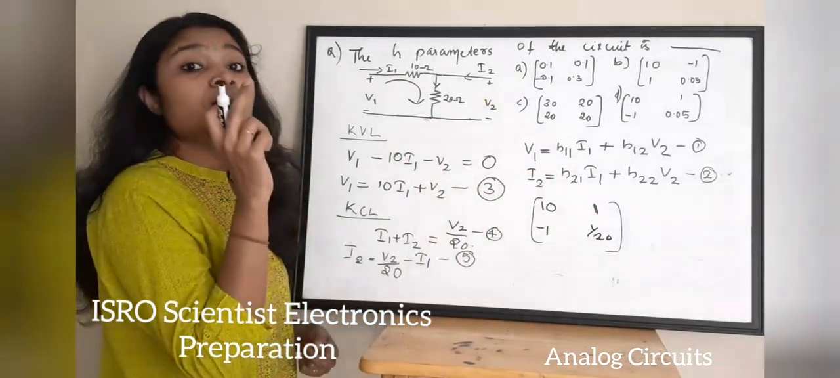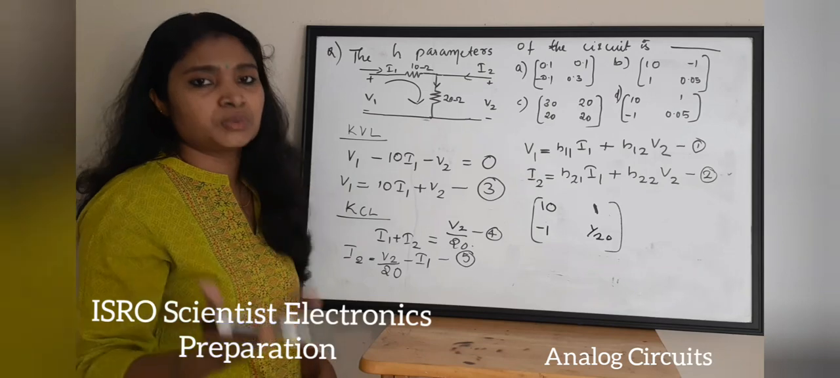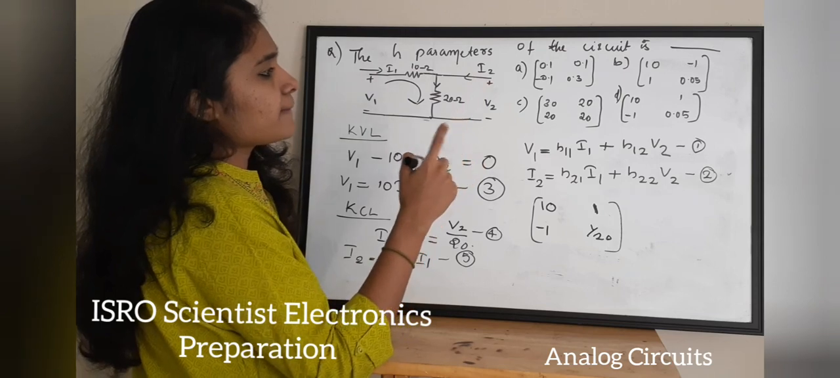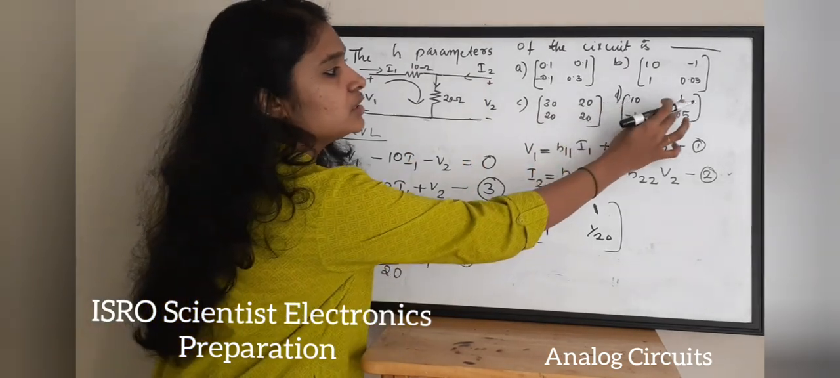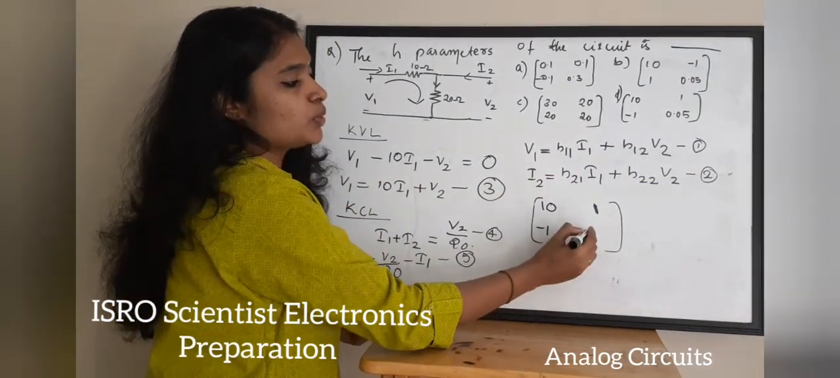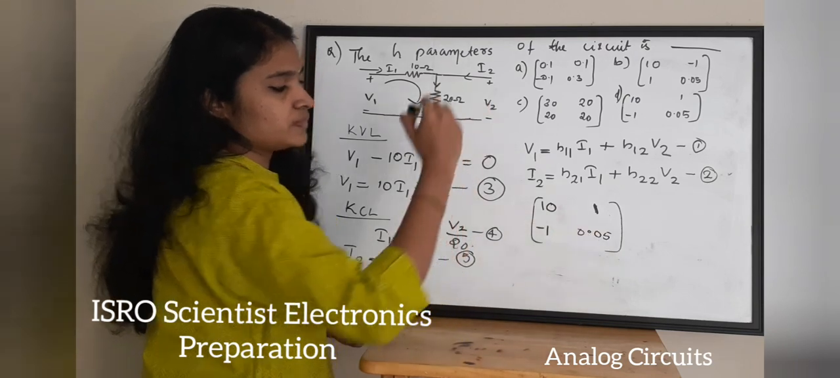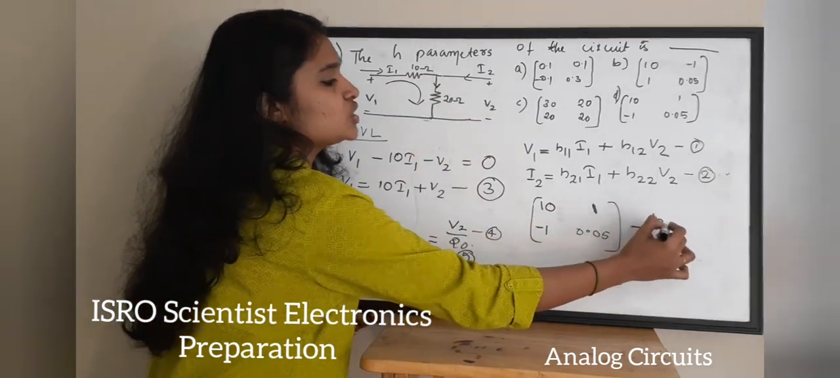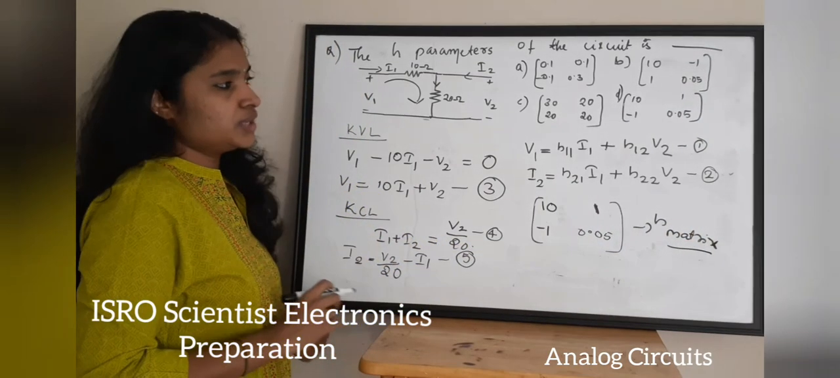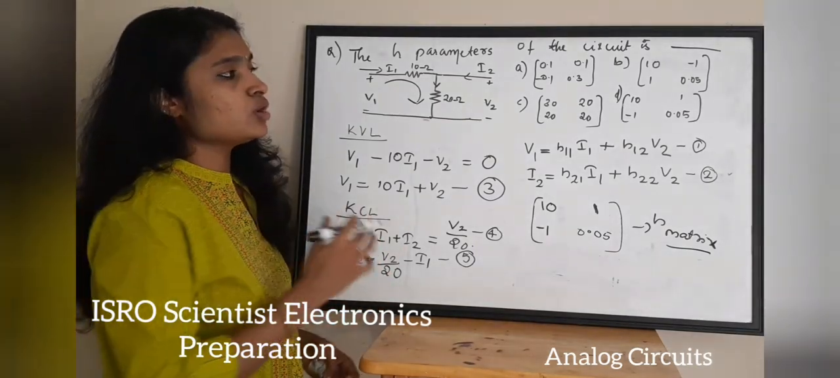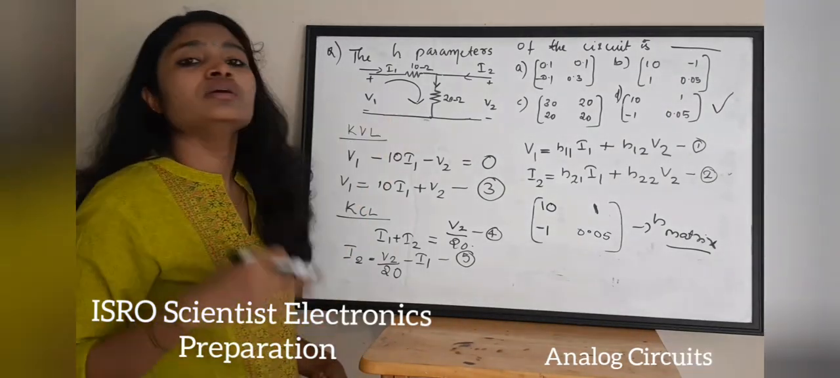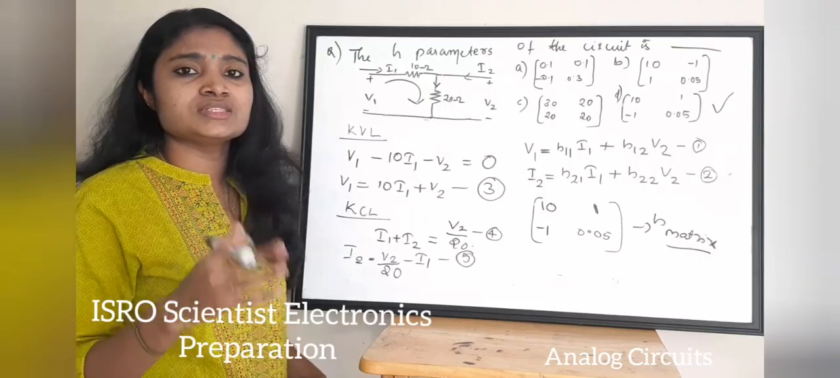Okay, so this is the H matrix for this 2-port network. And if you see the options, can you see any 10? Yeah. There is an option here: 10, 1, minus 1, 0.05. You can write this 1 by 20 as 0.05. Now this is your H matrix or hybrid parameter matrix. So the correct option here is option D, the hybrid parameter matrix for this particular network. Okay, so I hope it is clear. So let's see what is the next question.